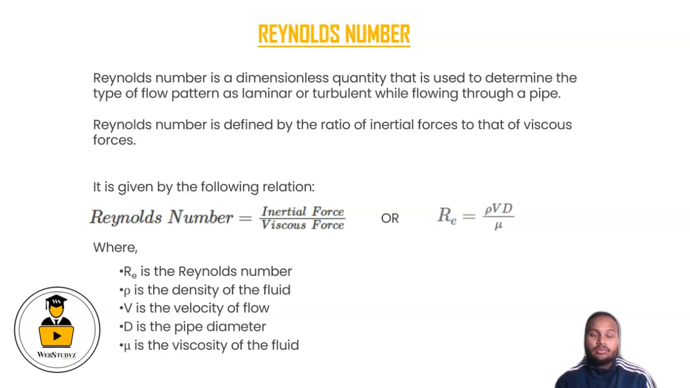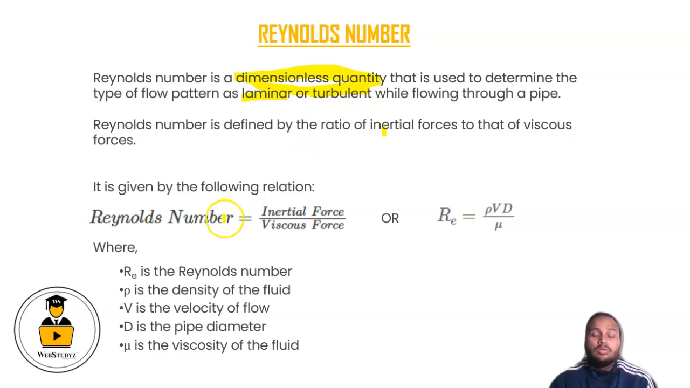My name is Abhishek and today we will be covering Reynolds number, which comes under mechanical properties of fluid. This is a very important topic from JEE Main and Advanced point of view. So what is Reynolds number? Basically, Reynolds number is defined as the ratio of inertial forces to viscous forces. It is a dimensionless quantity, and it is used to determine the flow pattern, whether laminar or turbulent, when fluid is flowing through any pipe or any medium.